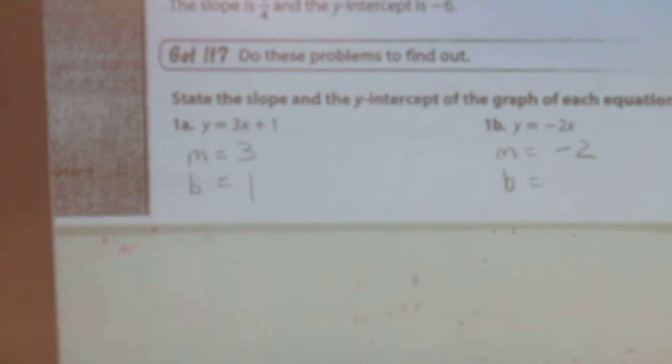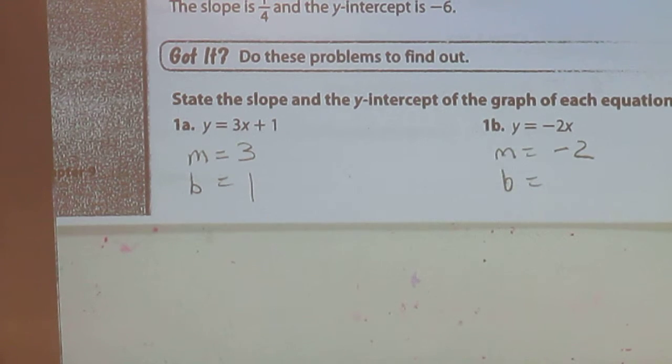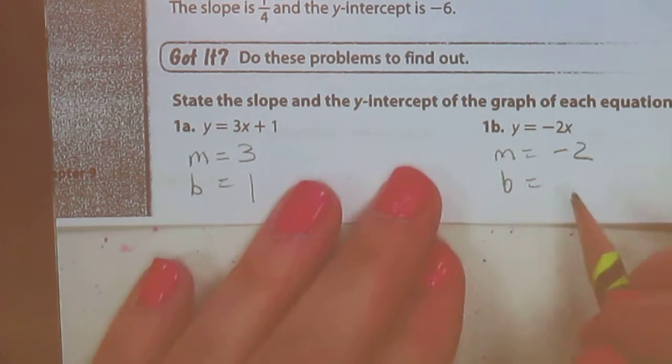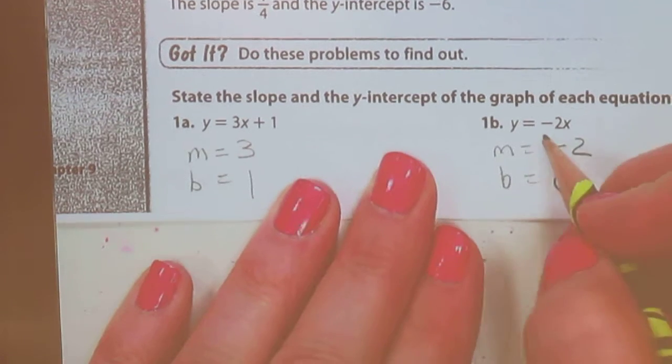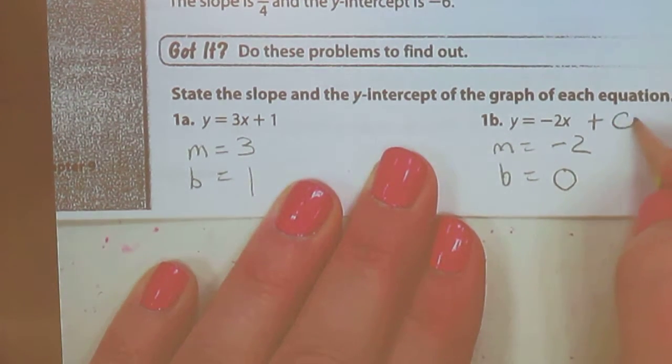What do we call something when it's not there, when it's nothing? Undefined. No, this is defined. 1 is something. If I give you nothing, what do I give you? Yes, 0. Good. And that's a good thing to remember. So we could write this y equals negative 2x plus 0.